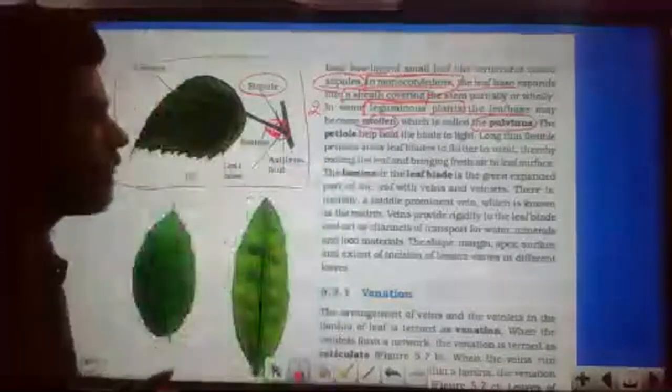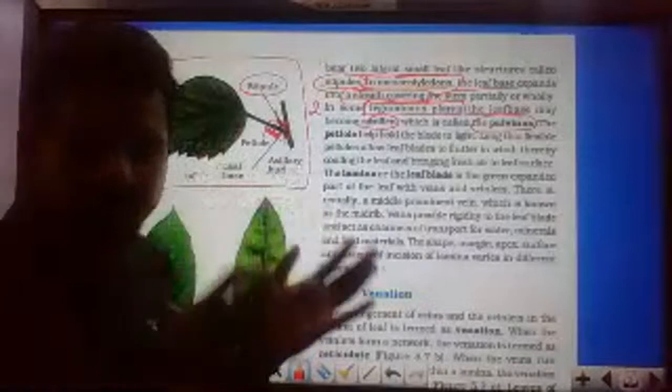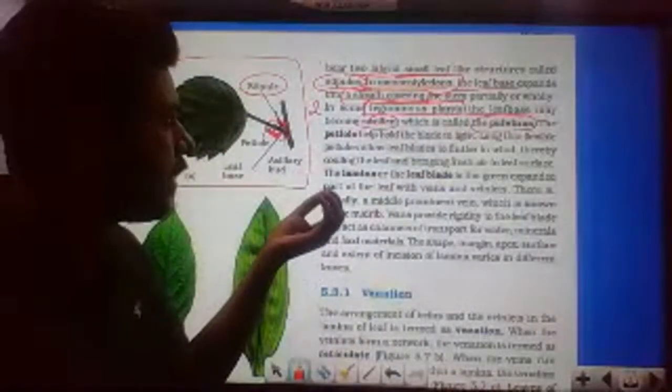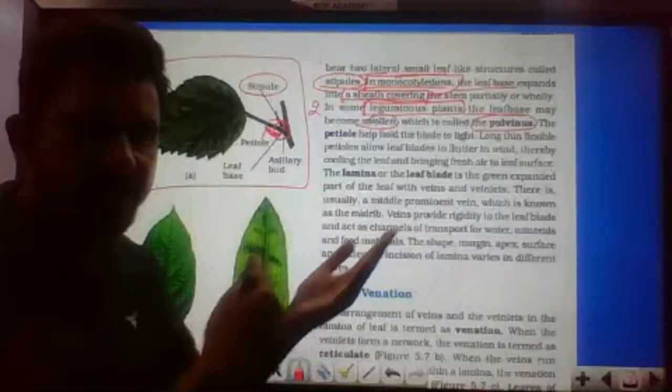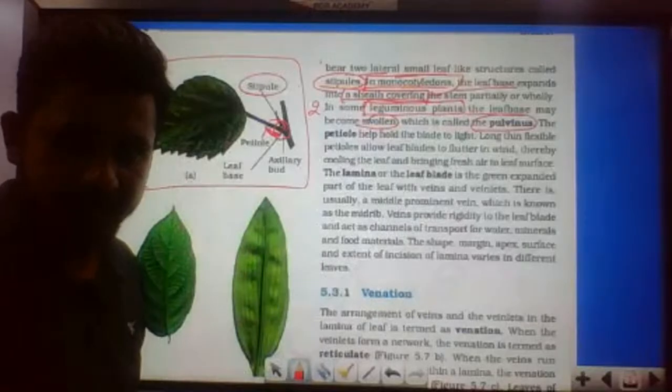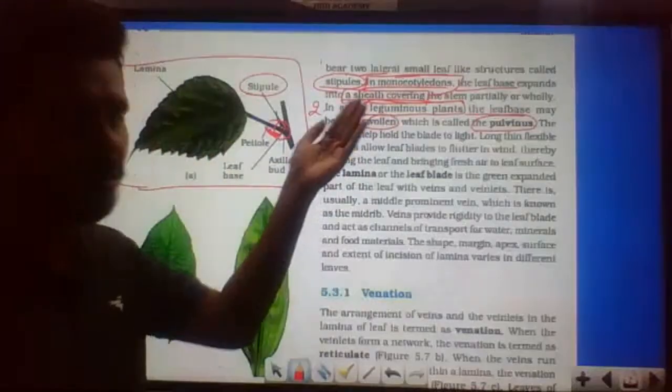Next, the characteristic features of the leaf. The first one is the leaf base. Under the leaf base, what are the important points? The first is that the leaf base can produce leaf-like structures, the stipules. The second is that the leaf base of monocotyledons is covered with a sheath. And the third is that in leguminous plants the leaf base becomes swollen, called pulvinus. The pulvinus leaf base is the characteristic feature of leguminous plants. We can expect questions based on this content.